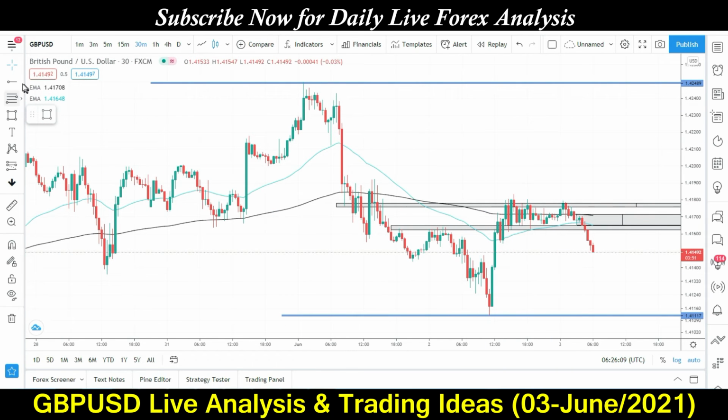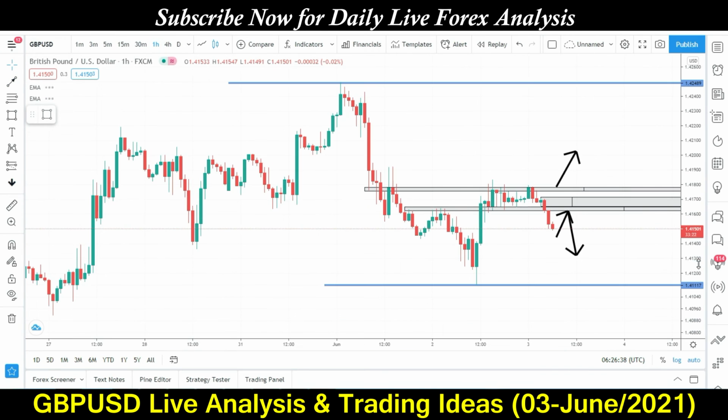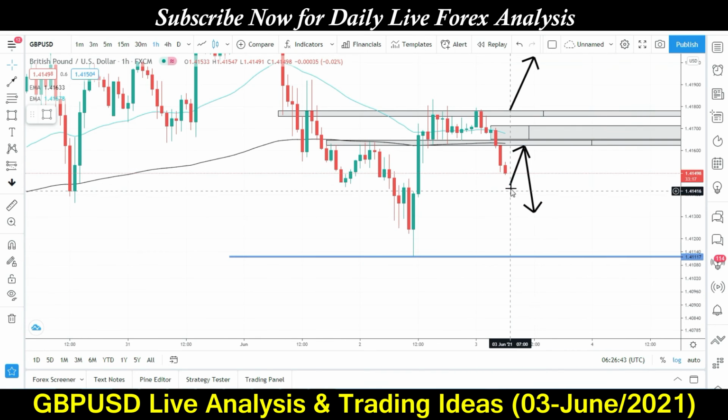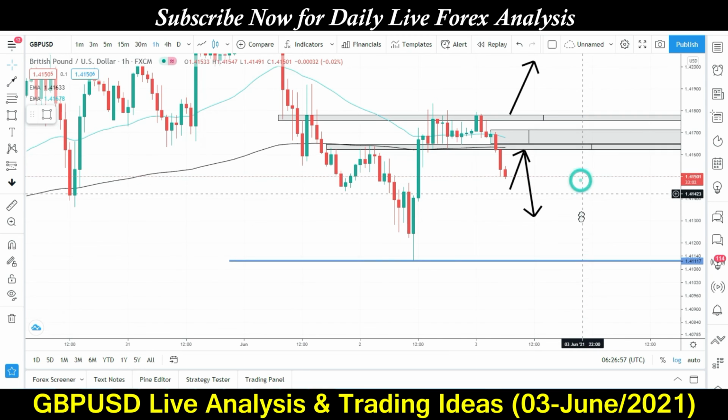Let's show the arrows here. Buy trade above this area, and if market goes to this point, then you can take a sell. I think this will be a good trade. And otherwise, if market makes any support in this range and goes up, then comes down to break that support, then there will also be a good sell trade, and I think that will be great. So these are the trading plans of GBPUSD for today.